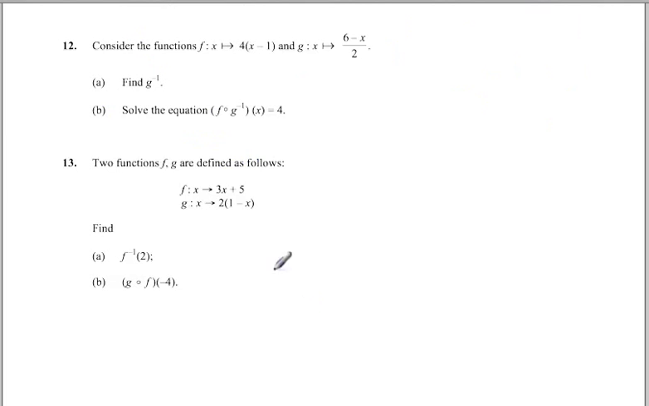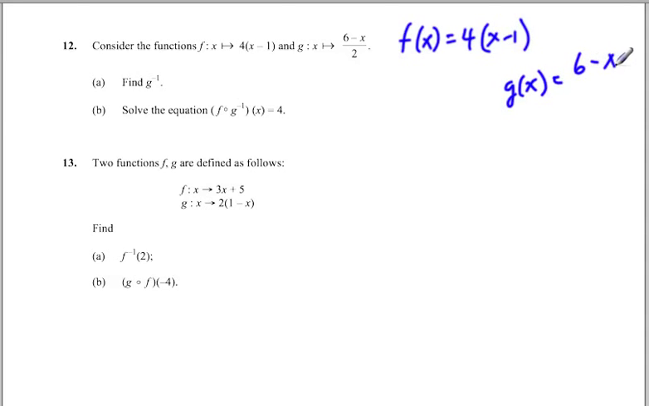Okay, let's go to number 12. So same thing as before. If you ever see that notation, it just means f of x equals 4x minus 1, and then g of x is equal to 6 minus x over 2. Okay, so find g inverse. They really should have said g inverse of x. Not sure why that didn't come out properly, but anyways, find g inverse of x.